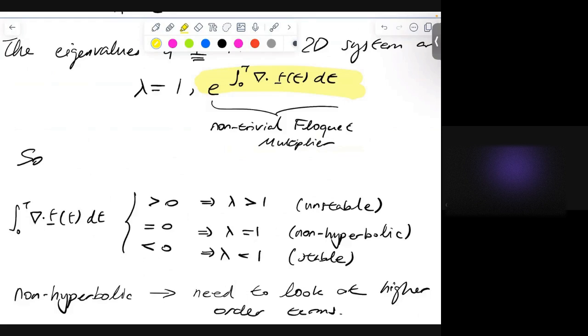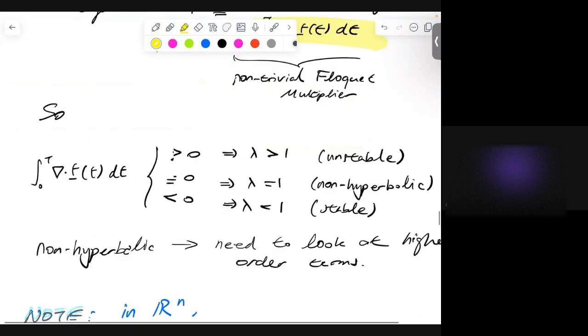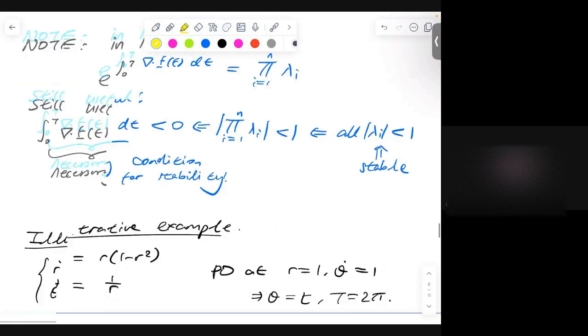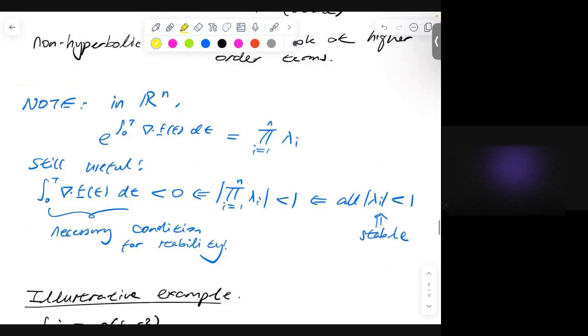We have a non-trivial Floquet multiplier. And so in a 2D system, this will determine whether something is unstable, stable, or non-hyperbolic according to these relations, which makes sense, since the eigenvalue tells you whether you're going away from the origin or towards it. Another thing is in Rn, this is still useful. Now that we have that this exponential thing is the product of all of the eigenvalues, the eigenvalue of 1 doesn't really matter.